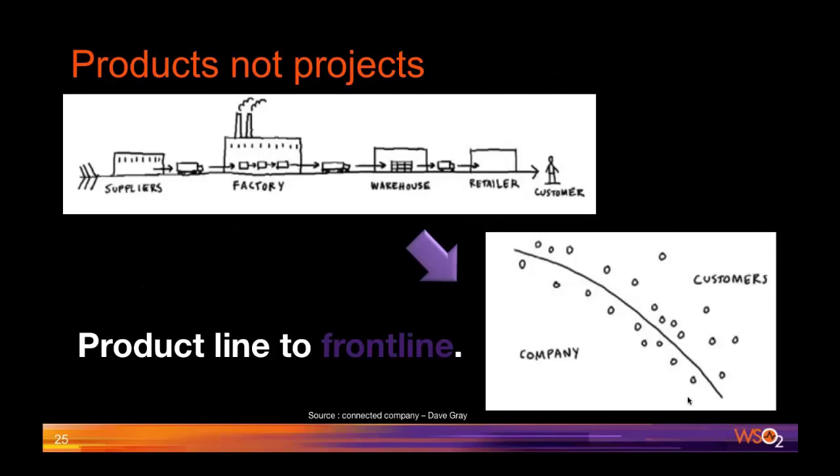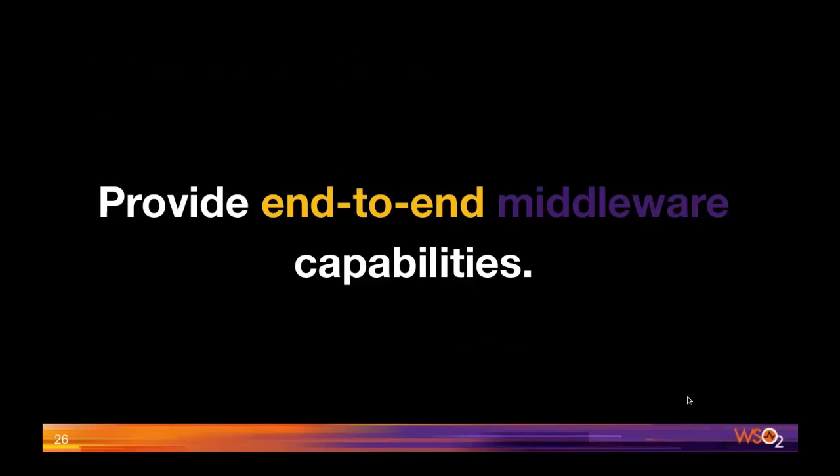Again, it's aligned with how we operate today, because in earlier days when development happened, developers didn't see or interact with the end customers. It's kind of a factory model where the factory builds the stuff and delivers, but they never see the customers. But organizations have changed, and we call this product line to frontline, where the entire organization works very closely with their end users, providing business capabilities and services to their customers.